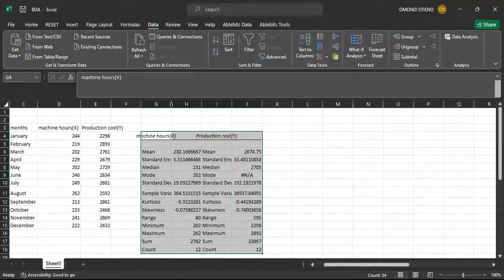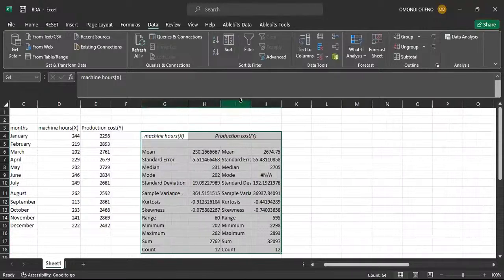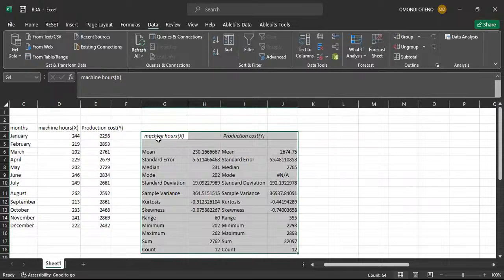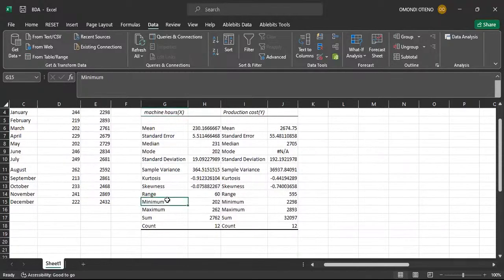So if I go the descriptive statistics way, my interest is to get, remember X column is the cost driver. So I come here under machine hours. It will tell me the lowest value and the highest. So minimum, I just come down to minimum.